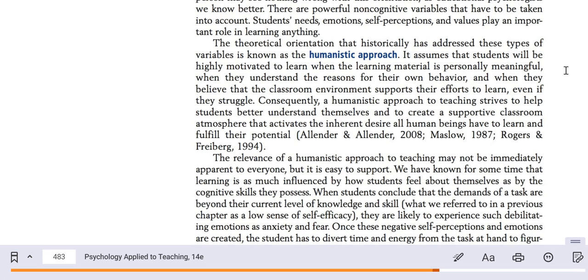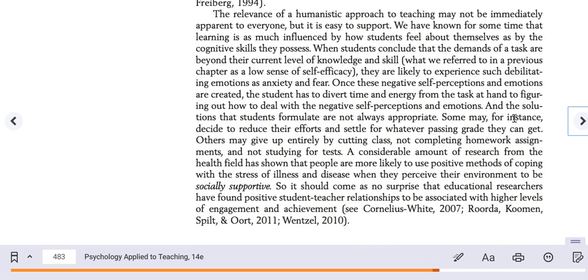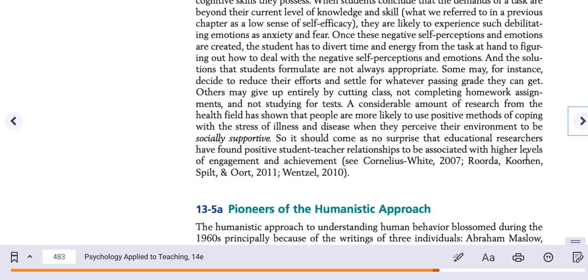The relevance of a humanistic approach to teaching may not be immediately apparent to everyone, but it is easy to support. We have known for some time that learning is as much influenced by how students feel about themselves as by the cognitive skills they possess. When students conclude that the demands of a task are beyond their current level of knowledge and skill, what we referred to in a previous chapter as a low sense of self-efficacy, they are likely to experience such debilitating emotions as anxiety and fear. Once these negative perceptions and emotions are created, the student has to divert time and energy from the task at hand to figuring out how to deal with the negative self-perceptions and emotions.